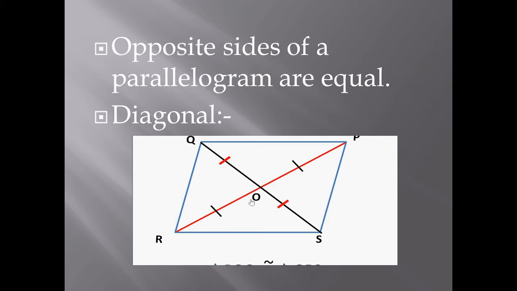You have a parallelogram on your screen. PQRS is the name of this parallelogram. A line is joining Q and S, and a line is joining R and P. These two lines are joining opposite corners of this figure. It means these are the diagonals of this quadrilateral, and the point where these two lines are intersecting is called O, the middle point of these two lines.